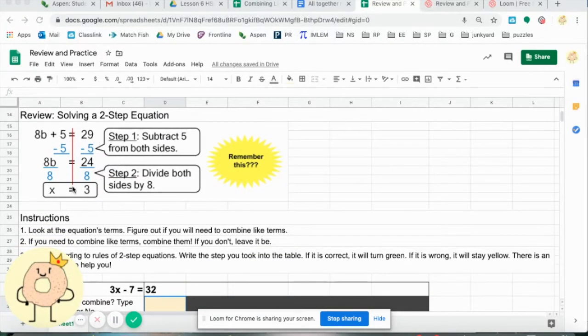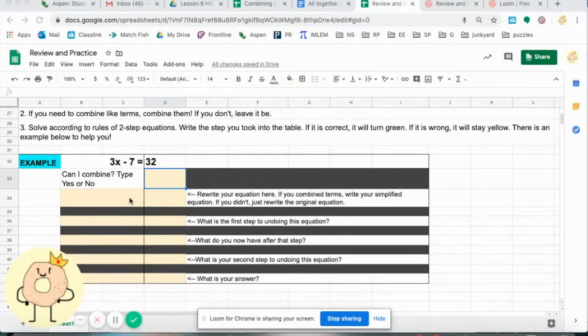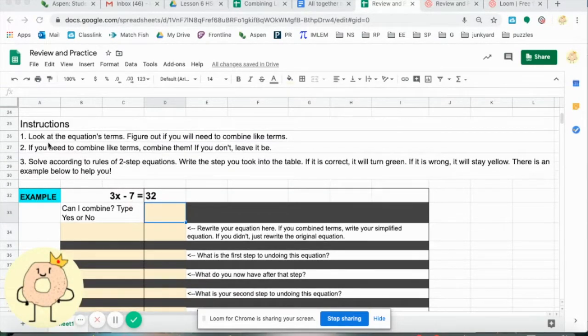The second part of review and practice is reviewing solving two-step equations, right? Looking like this, drawing our line through the equal sign and undoing on both sides. It's pretty much the same format as when you were working with the table with combining like terms. We have these yellow boxes that will turn green if we're right. So let's look at our instructions. I have to look at the equation's terms and figure out if I need to combine like terms, because we know combining like terms is an organizational strategy. We do that before we solve. If I need to combine like terms, I'll combine them, and if I don't, I'm just going to leave my equation alone. Then I'm going to solve according to the rules of two-step equations, working with my inverses.